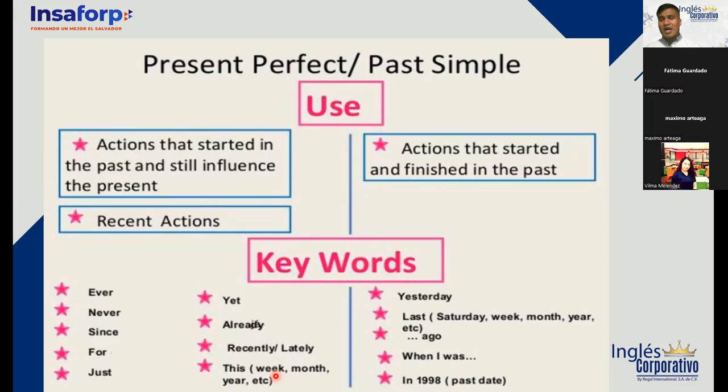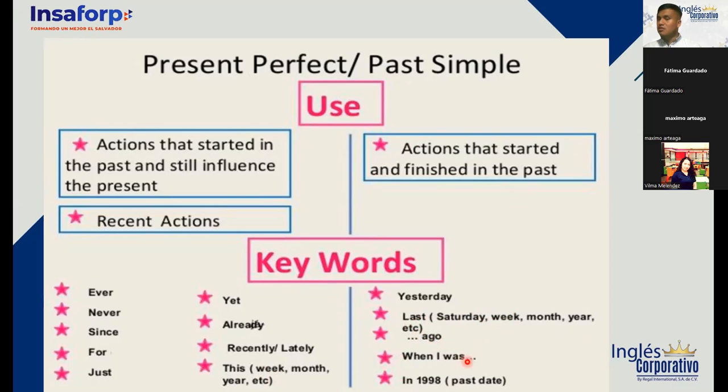So the simple past, as it says here, again, is an action that started and finished in the past. Some of the keywords that we have are yesterday, last Saturday, last week, last month, last year, etc. And we also have the expression ago.